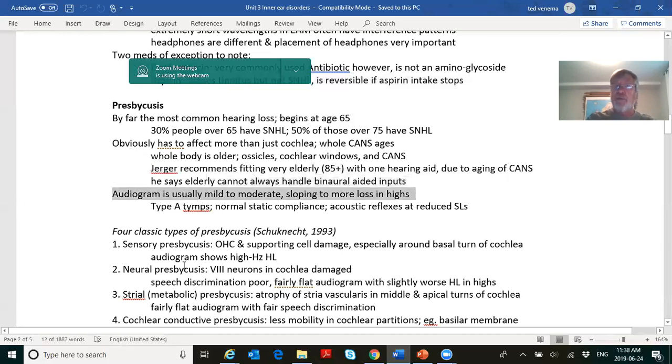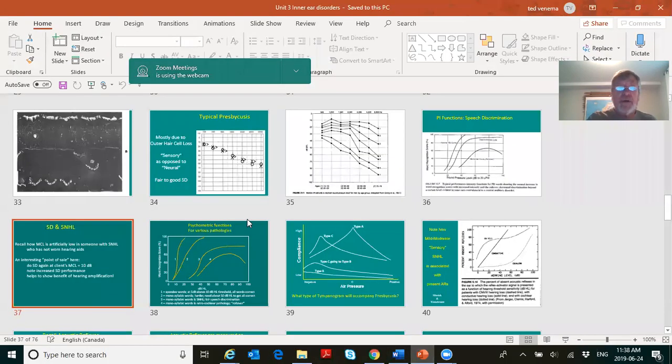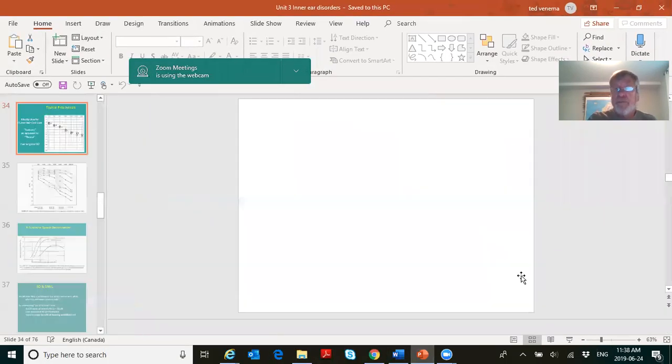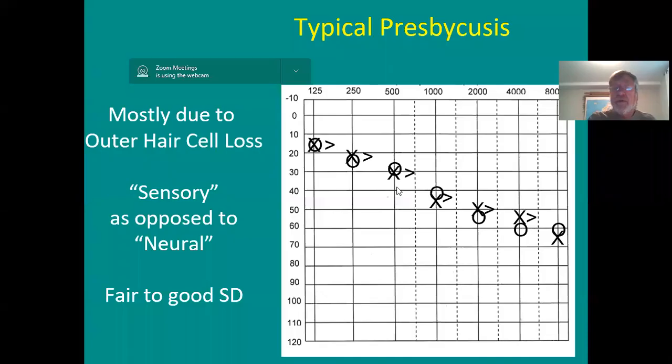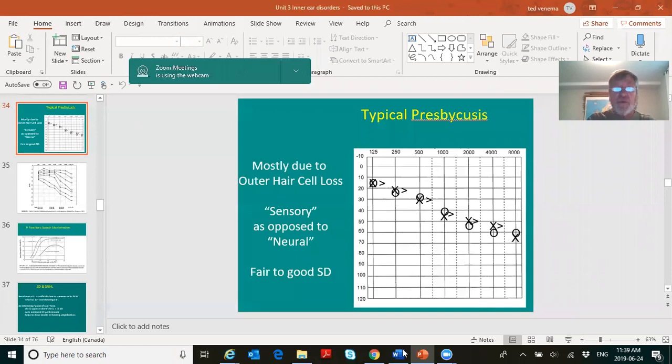The audiogram with presbycusis is usually mild to moderate, and that's what we showed you here, mild to moderate. So here we go. Look at the degrees. Mild to moderate, sloping, and no air-bone gap. Okay, so you know it's sensory neural when there's no air-bone gap. Air-bone gap is the difference between how they heard by air conduction versus bone conduction. So just looking at that. Okay, back to the notes.